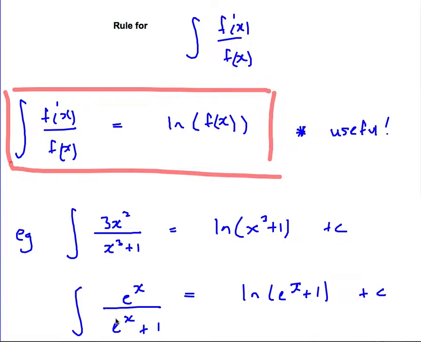And equally, let's have a look at this one here. We've got e^x plus 1 on the bottom, e^x on the top. e^x plus 1 differentiates to e to the x. So again, we guess it's ln of e^x plus 1, and again, it is.